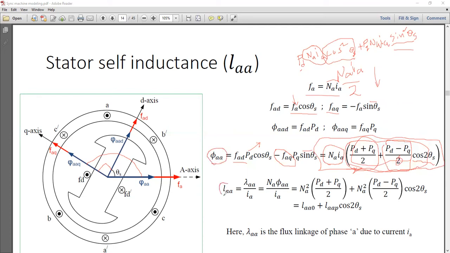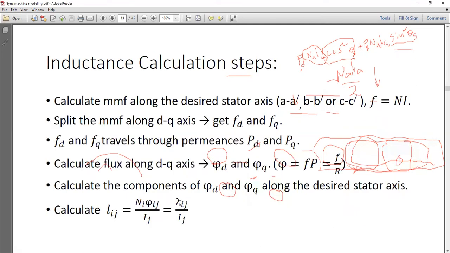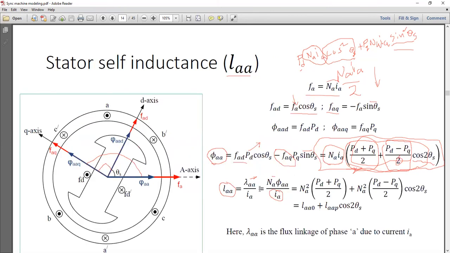You need LAA, that is the target. So what to do? You have to divide lambda AA by IA. IA is simply the current. What is lambda? Lambda is N phi. Lambda is N phi over IA. That is the formula. Let me check. Yeah, lambda is N phi over I. So that is the flux linkage.